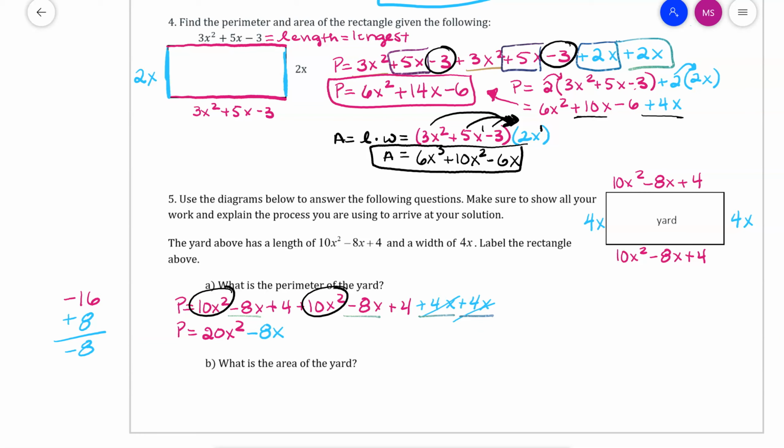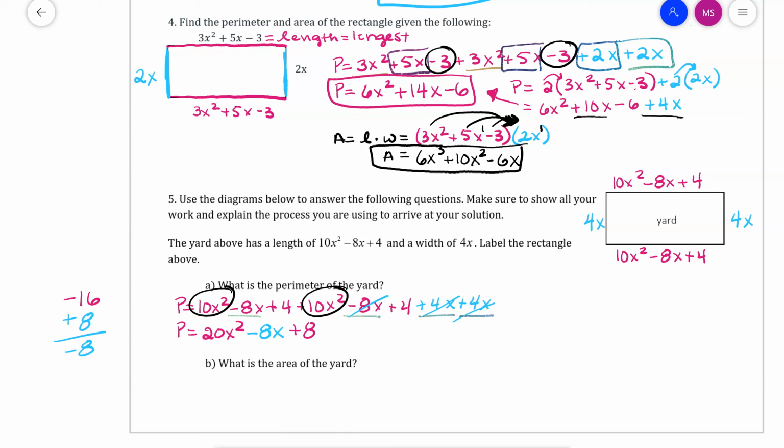So these two terms actually cancel out one of those -8x. So you're really just left with a -8x. All right. And then last but not least, 4 plus 4, that gives us 8. So plus 8. And there you go. That is the longer way.